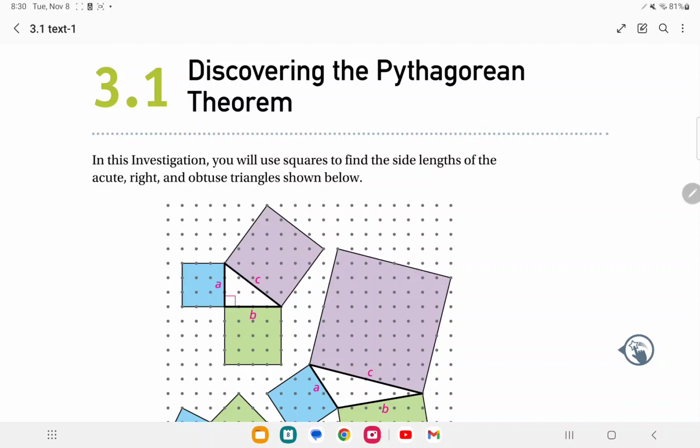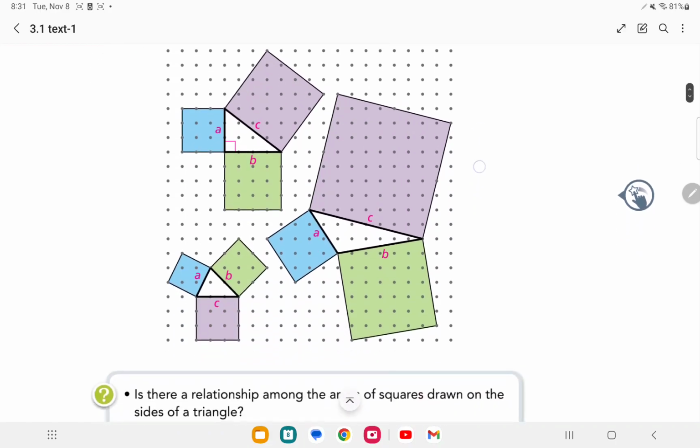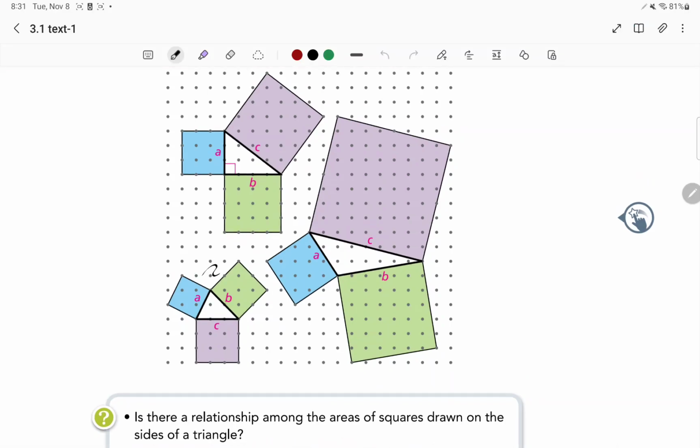So now let's jump into 3.1, discovering the Pythagorean theorem. So again, we're looking at squaring off the sides. As you can see in this picture, you're squaring off the sides of the triangles to figure out what the lengths are for each side. All right, so here we have an acute triangle here, an acute triangle here, a right triangle here, and an obtuse triangle right there.